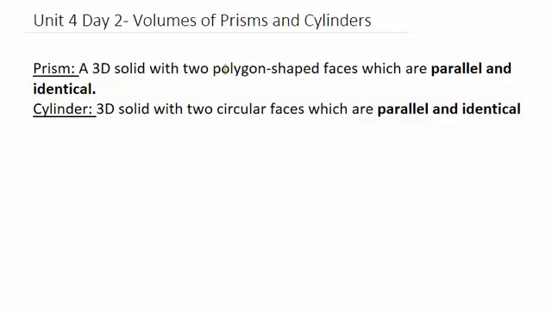Today we will be looking at the volume of prisms and cylinders. So a prism is a 3D solid with two polygon-shaped faces which are parallel and identical. Now a cylinder is a specific type of prism. It's a 3D solid with two circular faces which are parallel and identical. So kind of like a Pringles container, that is a cylinder.